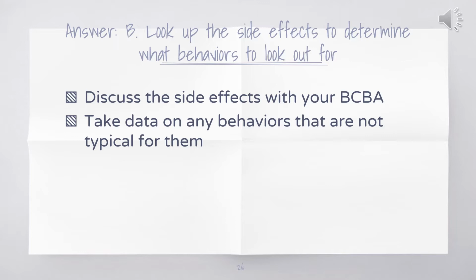By having data on them, the family can then consult with the doctor on the effectiveness of the medication and make adjustments from there. For example, if a medication is meant to decrease a behavior, and you either don't see a decrease in that behavior or you see an increase in that behavior, it may be time to make adjustments to the medication.